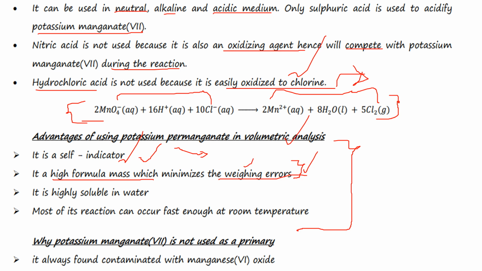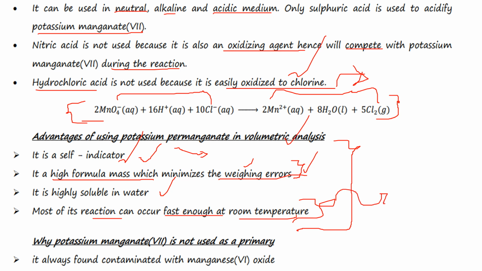Now, the other advantage is potassium permanganate is highly soluble in water, and therefore, when you're making such solutions, Fa2, it doesn't give us a hard time when you're preparing them. The other thing is that most of its reactions occur fast enough at room temperature. That's why majority of the laboratories you care about in volumetric analysis do not involve heating, except a few which involve heating, but usually they do not involve usage of potassium permanganate.